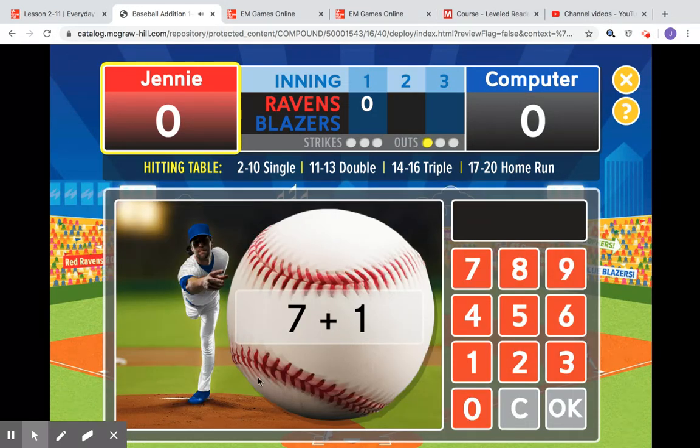And the numbers that came up are 7 plus 1. Again, I'm going to do my counting up strategy, and I'm going to use my fingers. I'm going to put 7 in my brain and count up 1 more. Just use the count up strategy. What number comes after 7? 7, 8. I'm going to click on 8. I'm going to click OK.